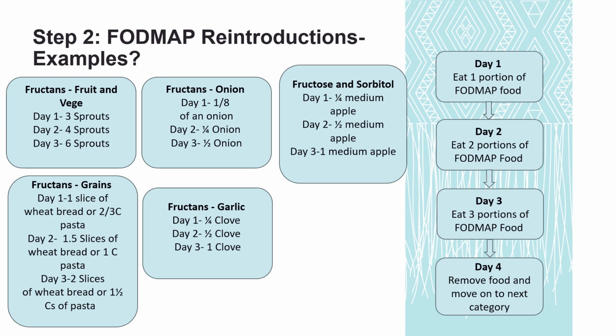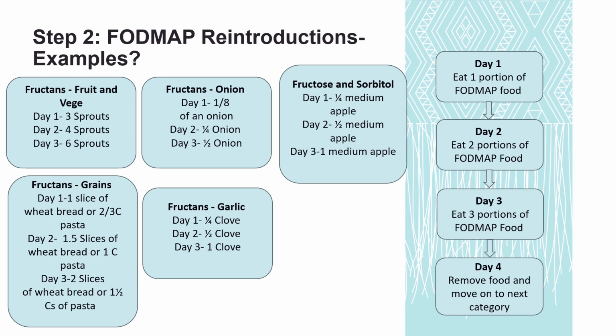Fructose and sorbitol. Day 1, a quarter of medium apple or a quarter of a medium Packham or Nashi pear. Day 2, half a medium apple or half a medium Packham or Nashi pear. Day 3, 1 medium apple or 1 medium Packham or Nashi pear.